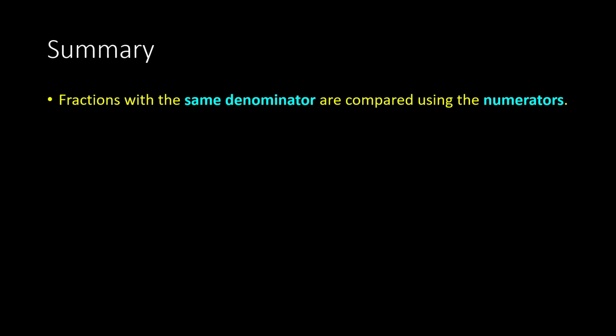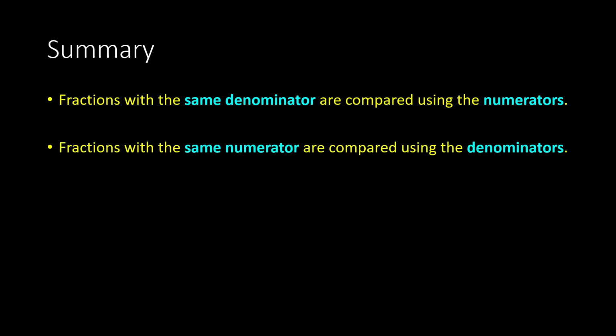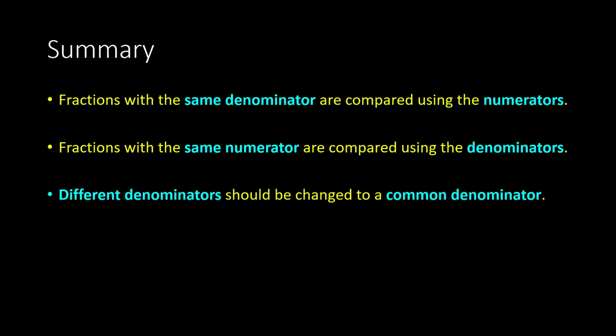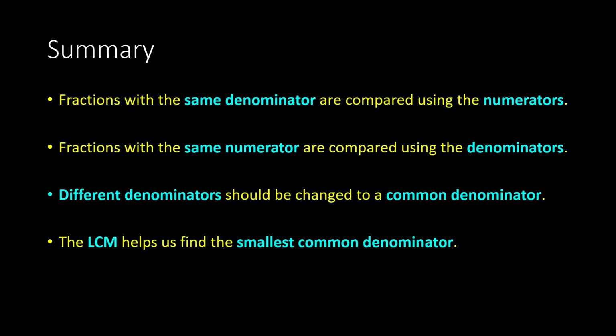So let's summarize what we've done today. Fractions with the same denominator are compared using the numerators. Fractions with the same numerator are compared using the denominators. Different denominators should be changed to a common denominator in order to compare fractions. The lowest common multiple helps us find the smallest common denominator, and a number line can be used to check the order.